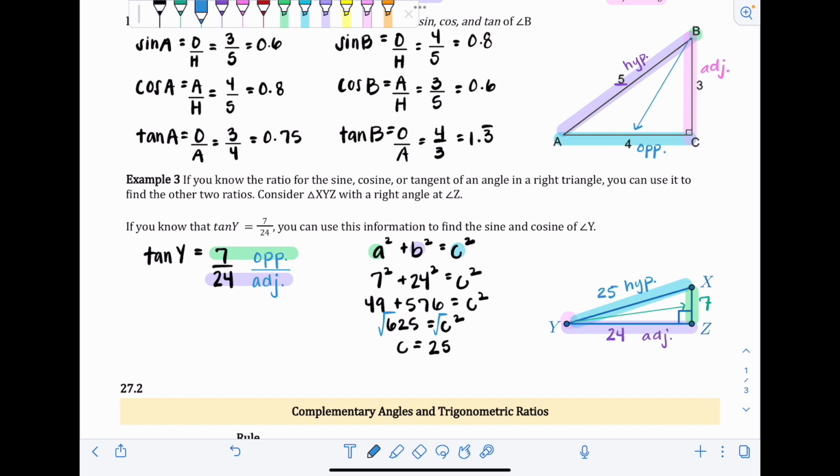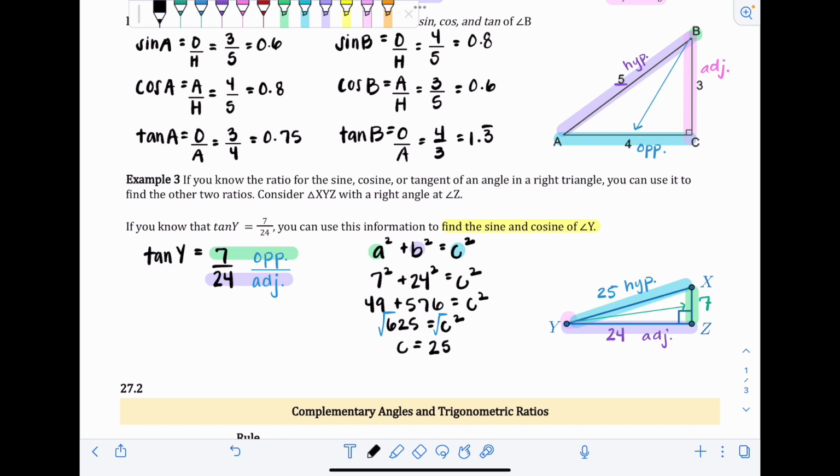And now that I know the hypotenuse, I can find sine and cosine of y. Because both those ratios include hypotenuse in their formula, so I needed to find that. Really, in order to be able to write all three ratios, and we already have one, but to write all three, we need all three sides.